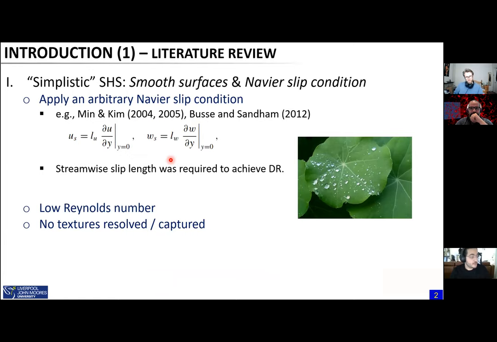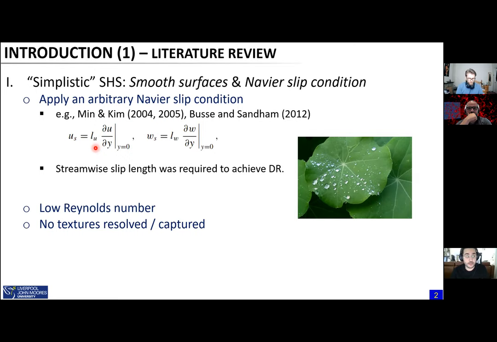So when we talk about super hydrophobic textured surfaces, previous literature can be divided into four categories. The first one is simplistic super hydrophobic with smooth surfaces and by applying arbitrary Navier slip condition. To achieve drag reduction with this case, stream-wise slip length is required. This method was limited to low Reynolds number and does not capture texture geometry in three dimensions.